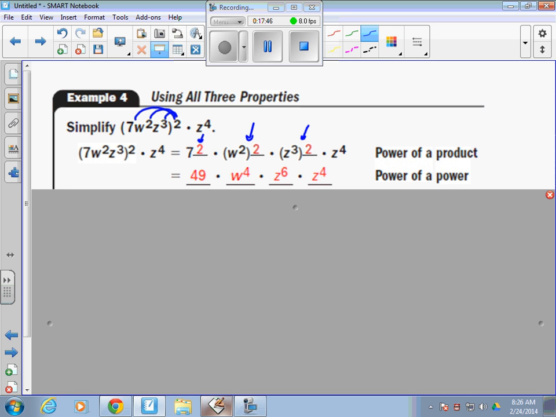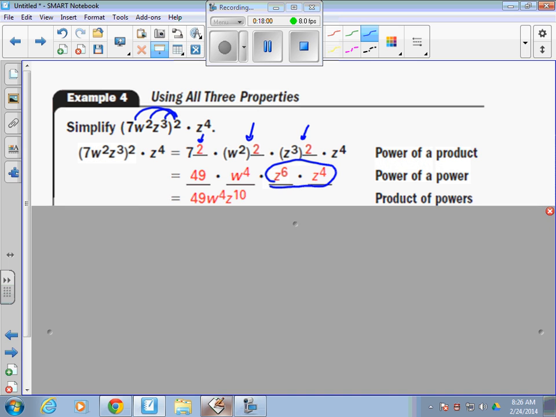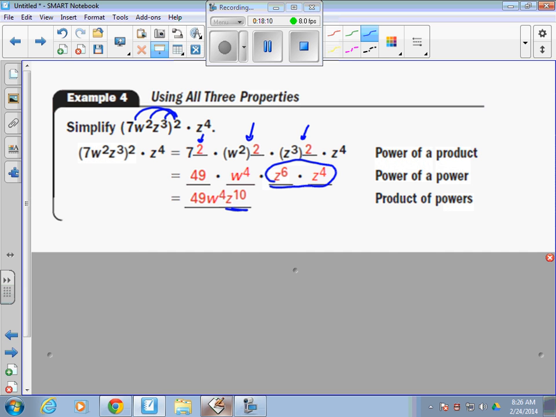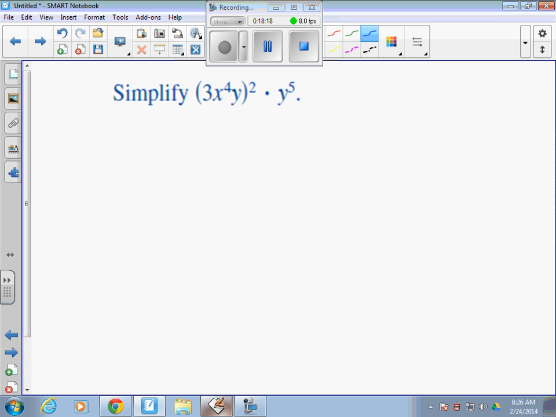Z to the third squared means 3 times 2, which is z to the sixth power, and then it's z to the fourth power. So the last thing you have to do to evaluate is multiply these same bases, which means you add the exponents. So you add 6 plus 4 right there, and you get z to the 10th. Notice the rest of it's the same, 49 and w to the fourth times z to the 10th power. You do not multiply 6 times 4 right there, since you're adding the exponents, since you're multiplying the same bases. And then copy this last one down, and then we'll get to the checkpoint.